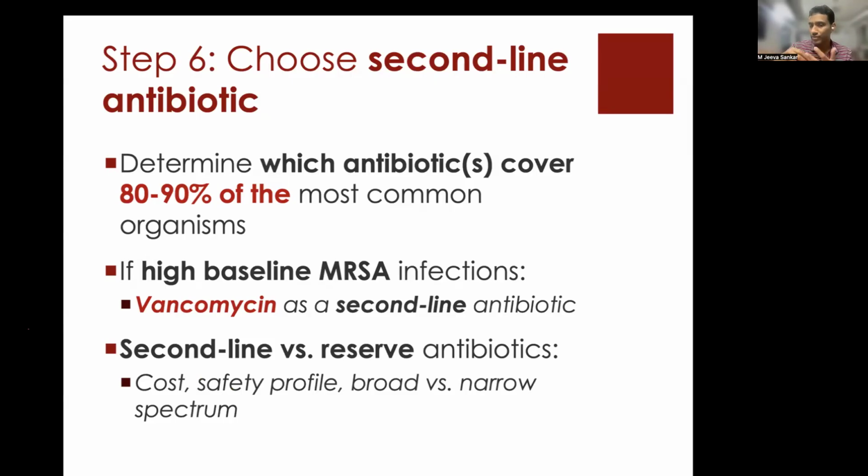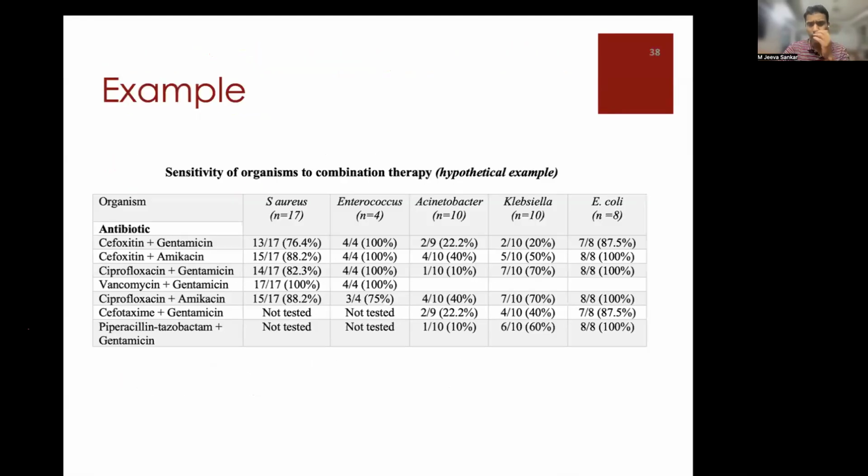So based on the safety profile, you keep something at the end, so that if nothing works, you can have that as a reserve antibiotic. Then broad spectrum versus narrow spectrum antibiotic. Depending upon these principles, you can choose a second line antibiotic. For example, we will go back to the example I showed you.